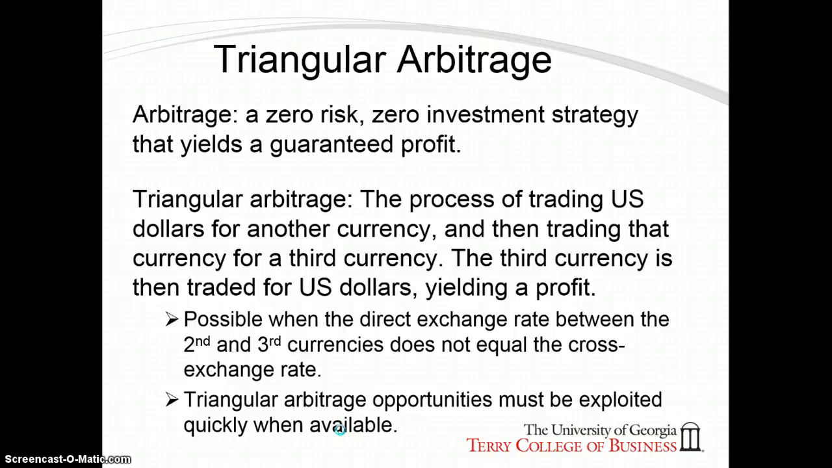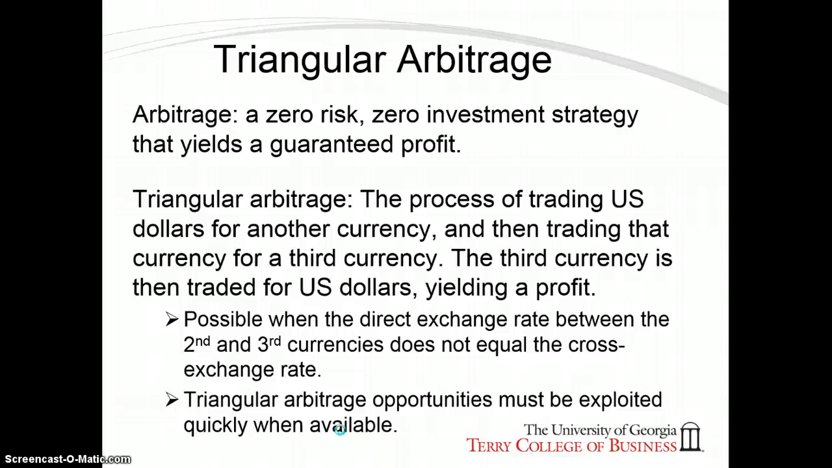You may recall from previous courses that the term arbitrage refers to a zero-risk, zero-investment strategy that yields a guaranteed profit. In the case of currency against currency trading, sometimes traders can profit from triangular arbitrage opportunities. Triangular arbitrage involves trading US dollars for another currency and then trading that currency for a third currency. The third currency is then traded for US dollars, yielding a profit.